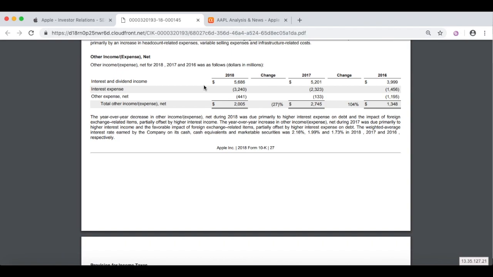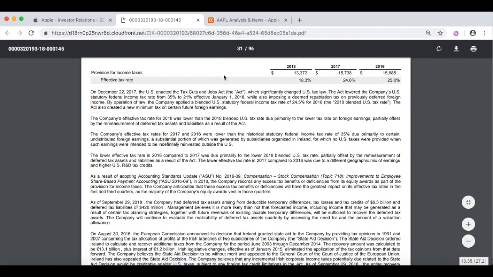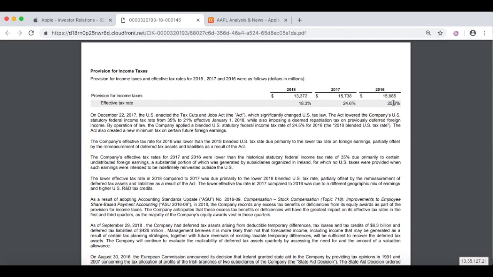More expenses, property taxes, income taxes. Important thing here. Look at this. Income taxes, 25%, 24%, 18%. This is in millions, guys. This is 13,000 or 13 million. This is 13 billion, I believe.